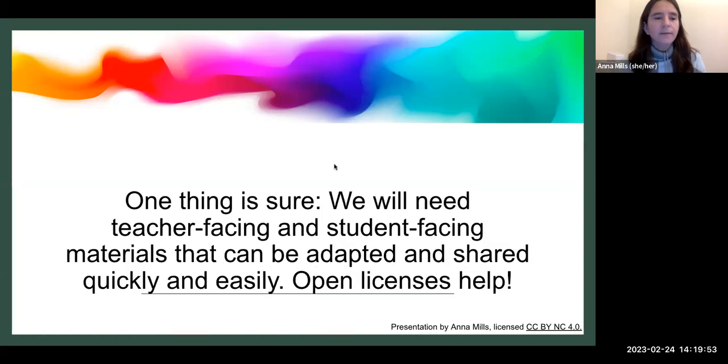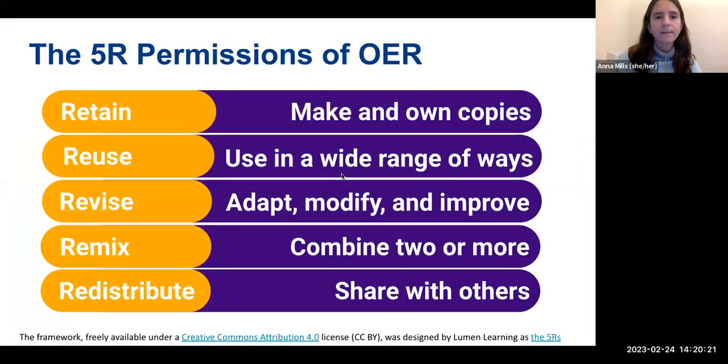So I'm not going to go into so much depth about all the different possible responses in this presentation, because I want to highlight the role of OER and open licenses, and that in addition to turning to each other and to discussion, I think that OER can help because it can allow us to collaborate and share materials and adapt quickly and easily.